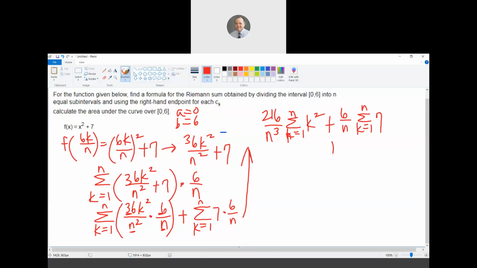The second summation: one property of summation is that if you have a constant, you just multiply the constant by the n, whatever the ending number is. So that would just be 7 times n. When the n's cancel and you multiply 6 by 7, you get 42.